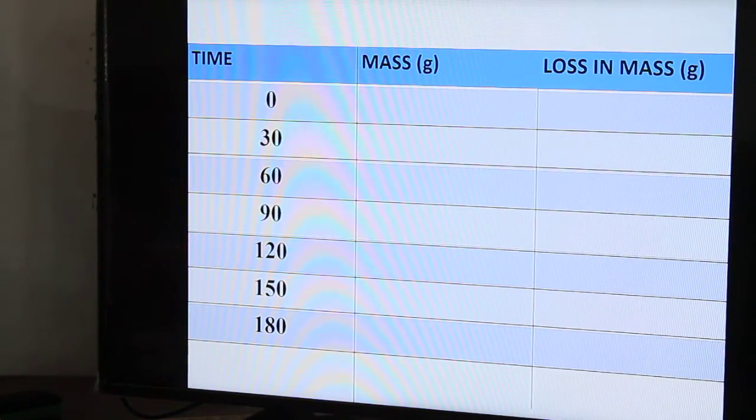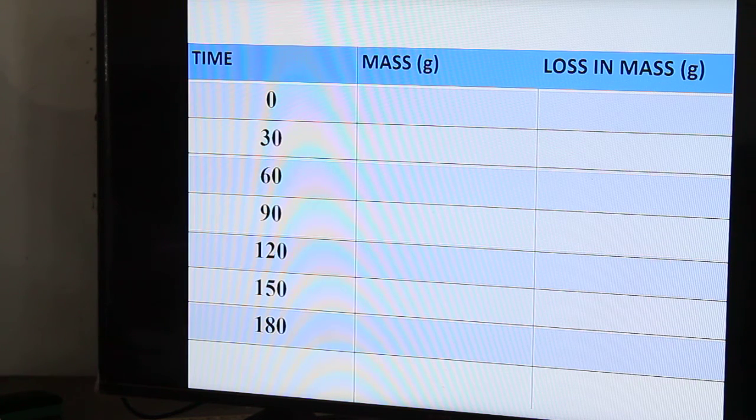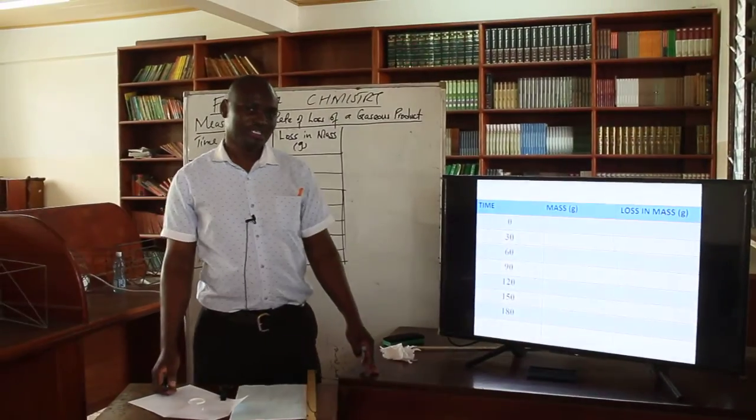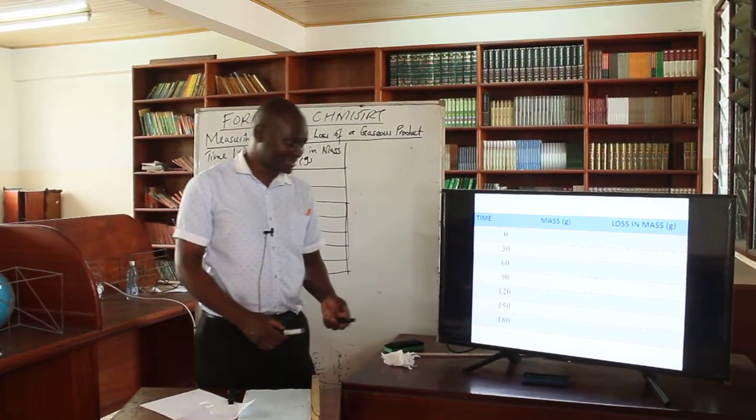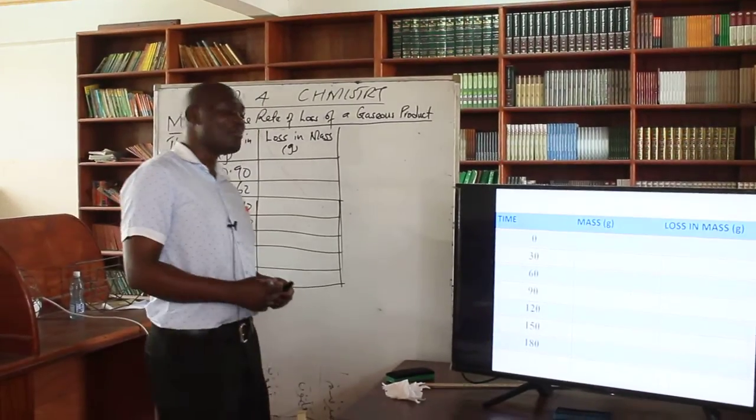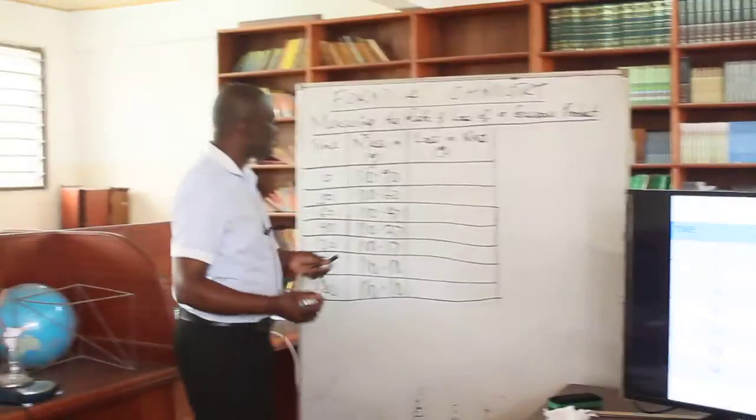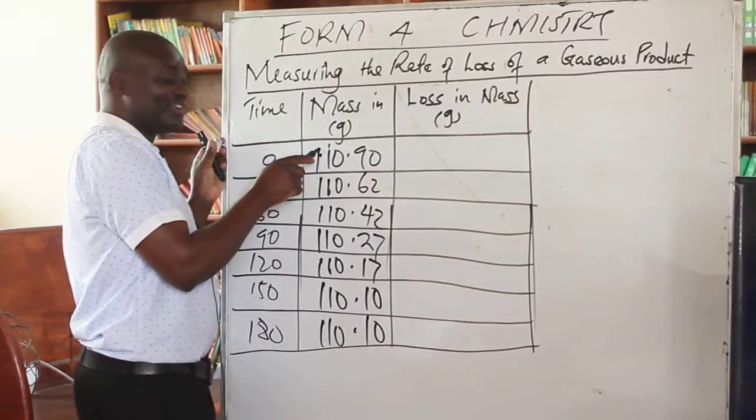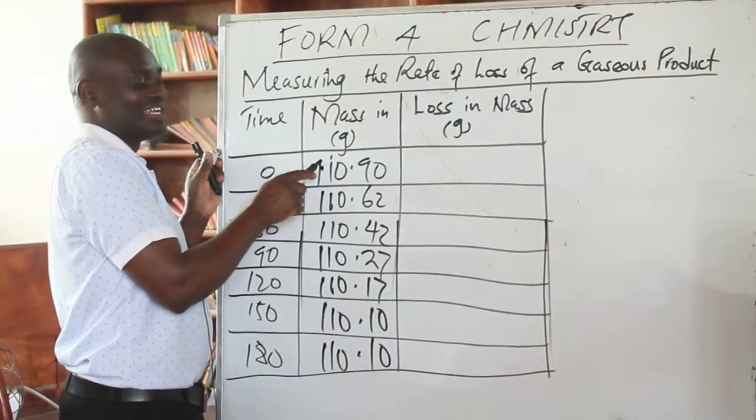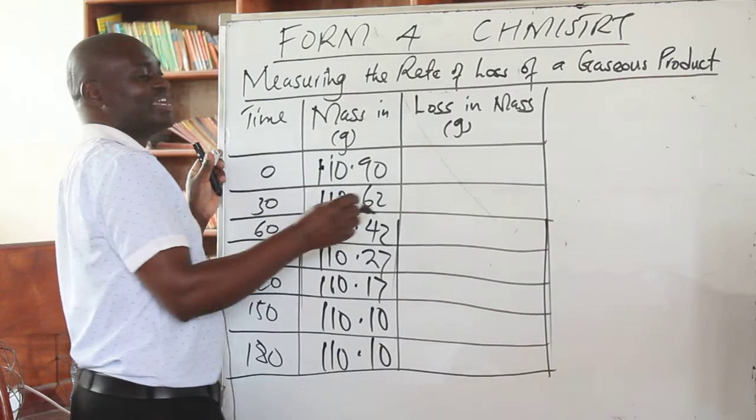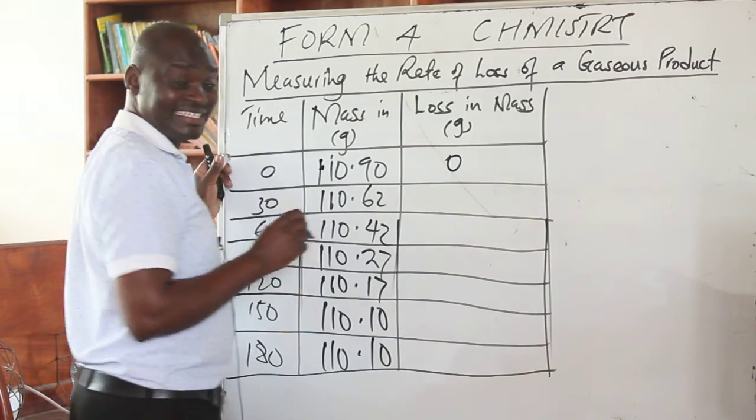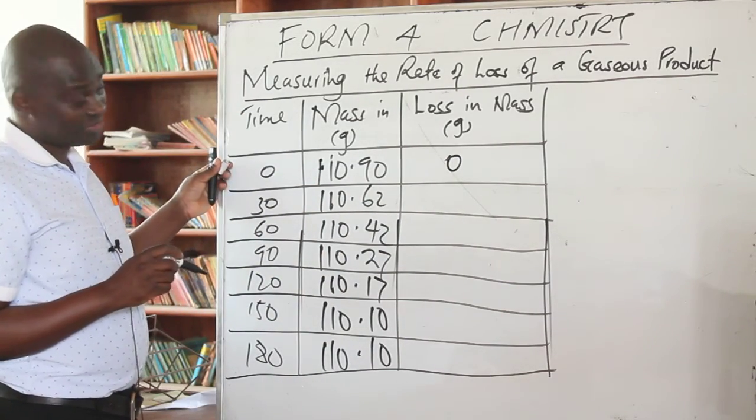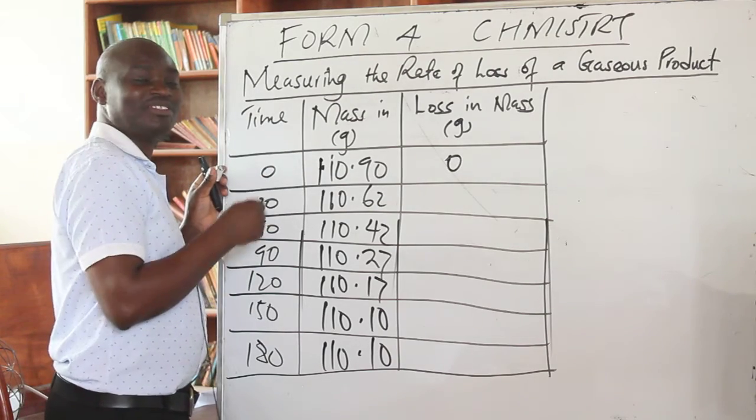After that, we are supposed to work out the loss in mass, so that we have a complete table. For the first one, the original is 110.9, the final is 110.9. So here, the loss in mass is 0, because this is where we started. There is no change in mass.